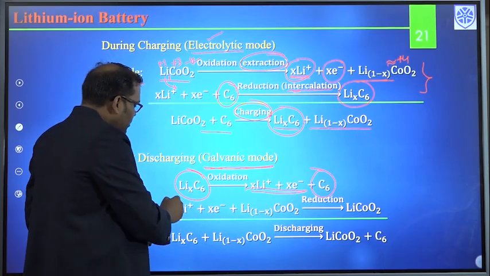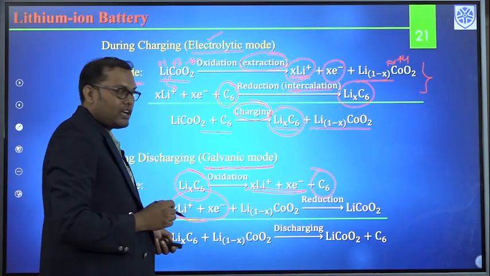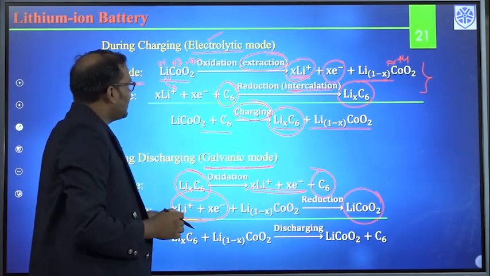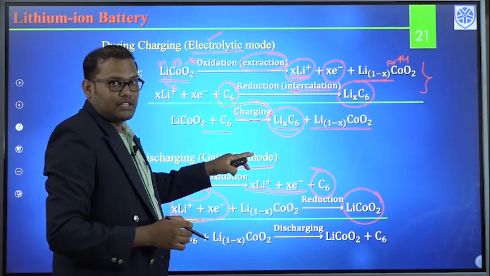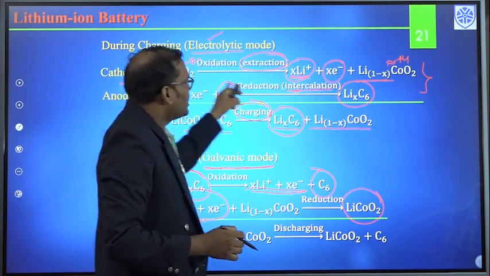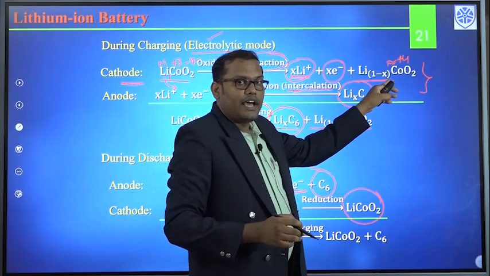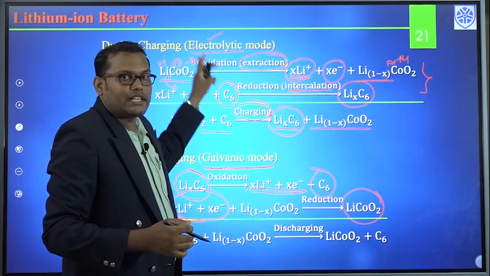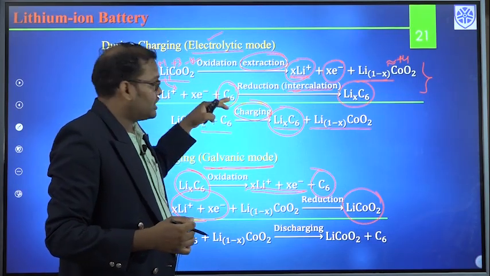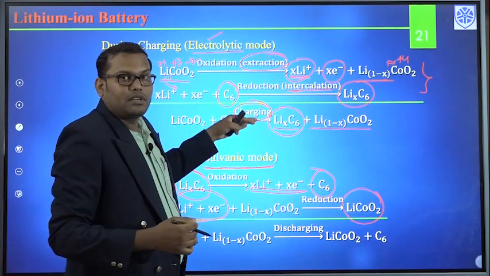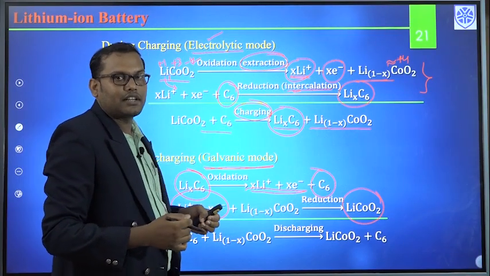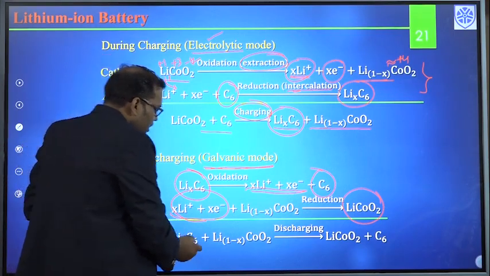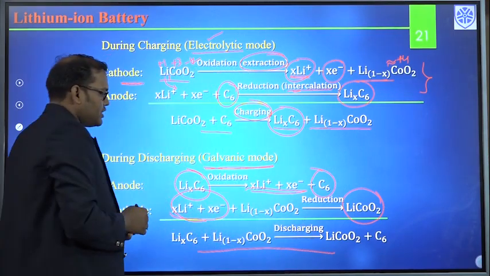And in the cathode, what will happen? The lithium taken out of the graphite will finally be converted back to LiCoO2. So this process is reversible. Initially you have LiCoO2, you converted it to Li1-xCoO2, and during the discharging process you just reverse the reaction. That is why it is called a rechargeable battery: because of the reversibility of the chemical reaction inside the battery, it can be used multiple times. This is the net cell reaction during the discharge process.